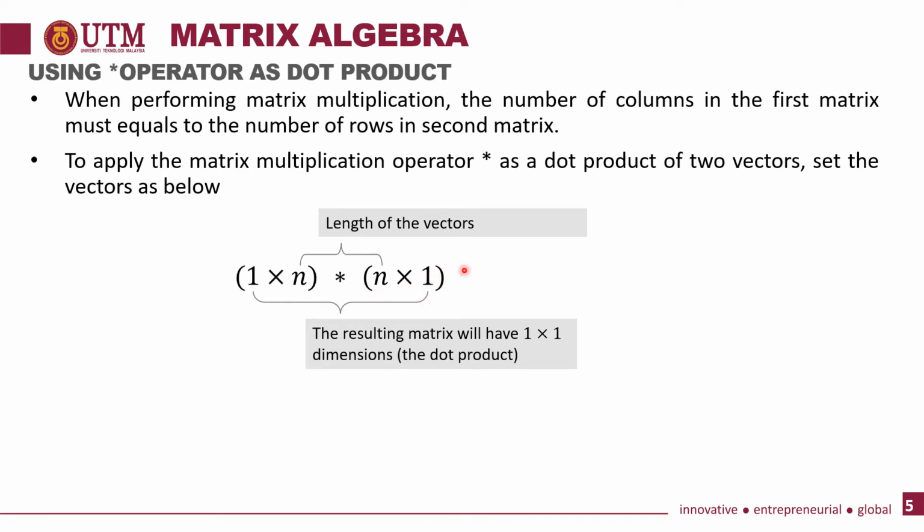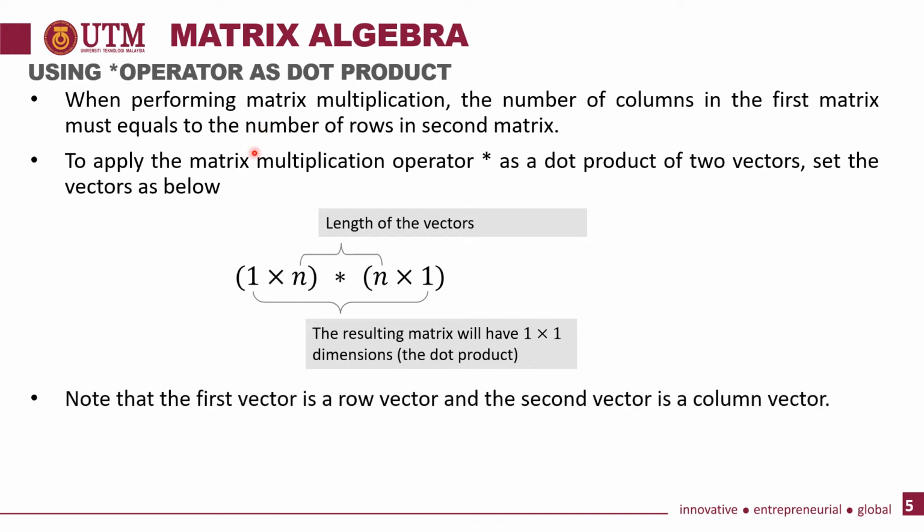So for the architecture of the star operator as a dot product, when you are using the star operator to compute your dot product, the first vector must have only one row, and the second vector must have only one column. That is what you need to ensure in order to use the star operator as a dot product. You need to make sure those conditions are fulfilled so that your answer will be correct.